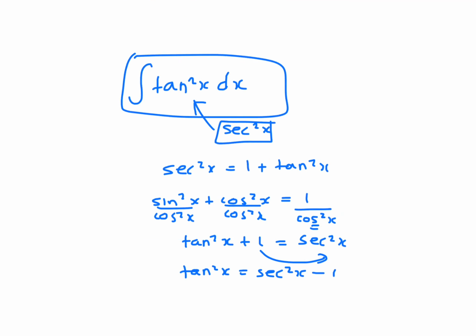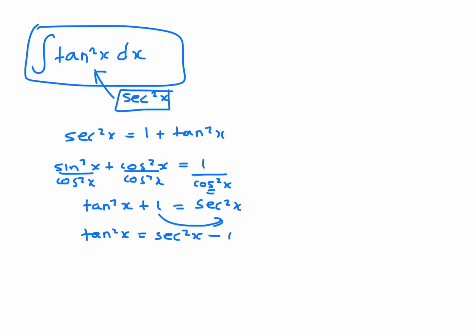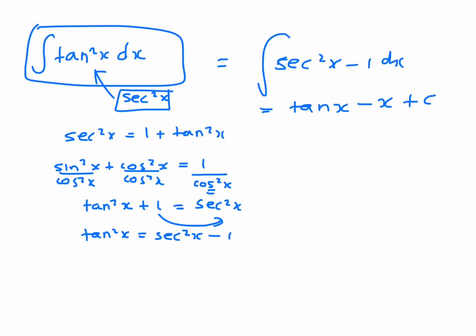Okay, so now all that you need to do is get that trig identity and change it to the integral of sec squared x minus 1 dx. And sec squared x goes to tan x when you integrate it, and minus 1 goes to x, and then we won't forget the plus c.